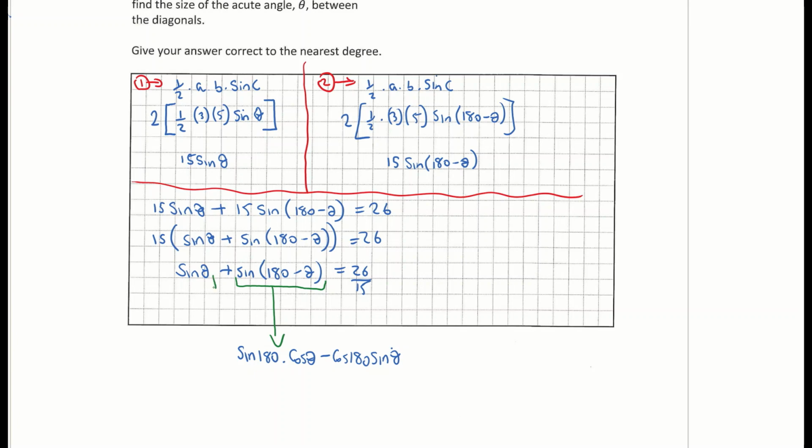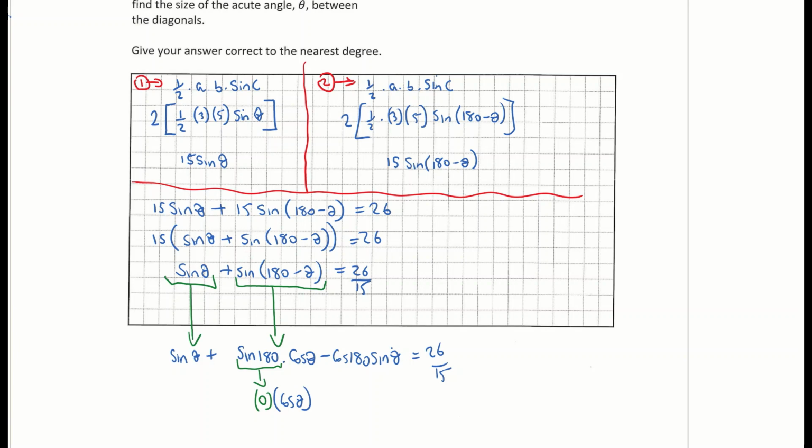And don't forget though, I have this sine theta to the front, so I need to keep that there. So that's sine theta plus the following. And again, equals 26 over 15. I'm going to tidy that up now. I have sine of 180 on my calculator. That's giving me 0. So that's going to give me 0 multiplied by cos of theta.